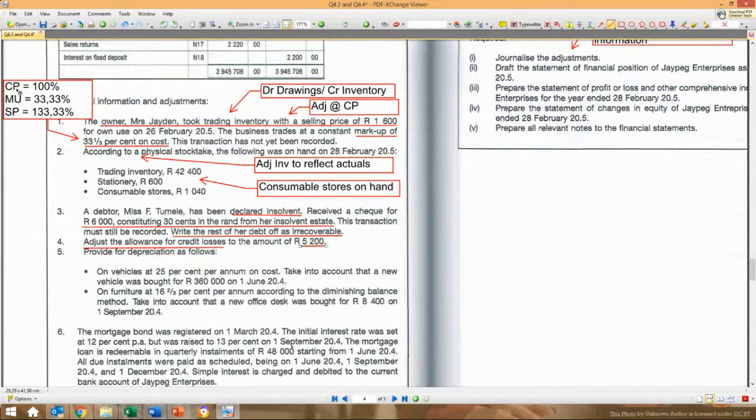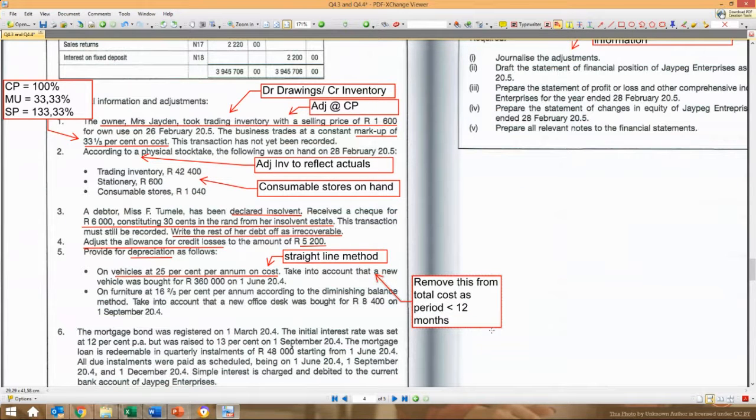Then point 5 is based on depreciation. Now that is Learning Unit 3's information. So here you will see they've listed 2 types of assets. We've got vehicles at 25% per annum on cost. So that is your straight line method. Okay, it's just straight line. But then they also tell you that a new vehicle was bought for 360,000. So you have to remove this from the total cost as the period was less than 12 months.